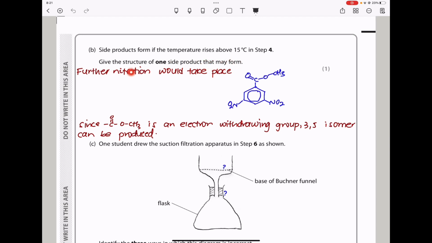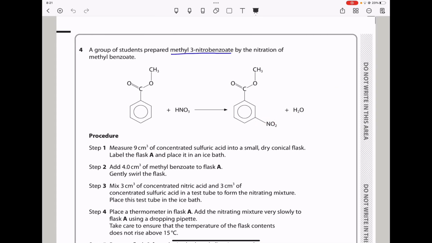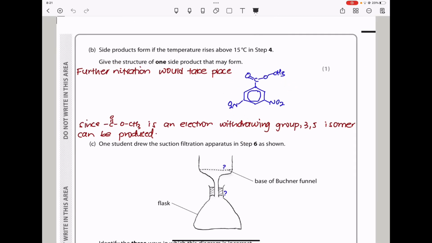Remember that step was about nitration, and if the temperature goes above, there is going to be a higher rate, so we're going to have more nitration products. Instead of having just the nitro here like intended in the question, there'll be further reactions creating a nitro here as well, as we can see here.